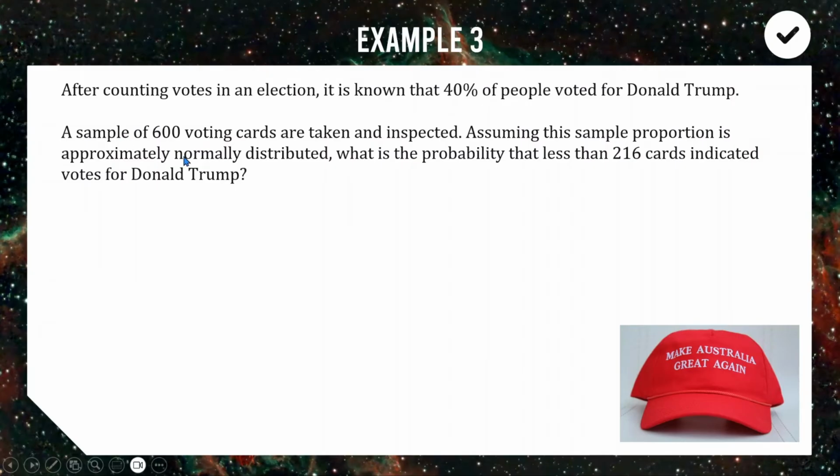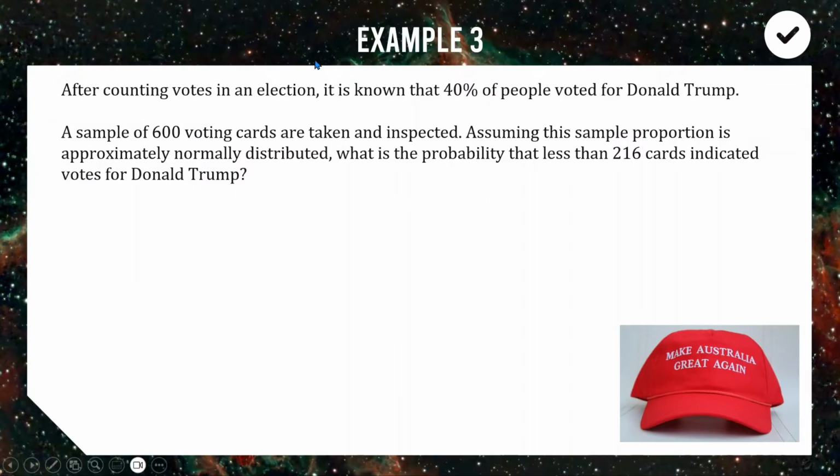Okay, a sample of 600 voting cards taken and inspected. Assuming we have a sample proportion, that's the 2 keywords, write down your formulas. Approximately normally distributed, what is the probability that less than 216 cards indicated votes for Donald Trump? Okay, so we're running through all the same steps again: getting our formulas, our mean, our variance, our standard deviation, our z-score, and our table. It's a lot of steps, but they're the same thing every time. So hopefully you're starting to get the hang of this now.